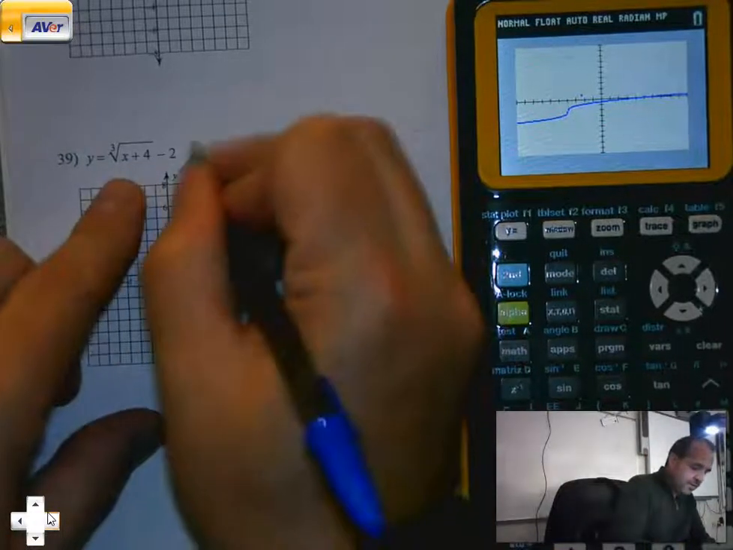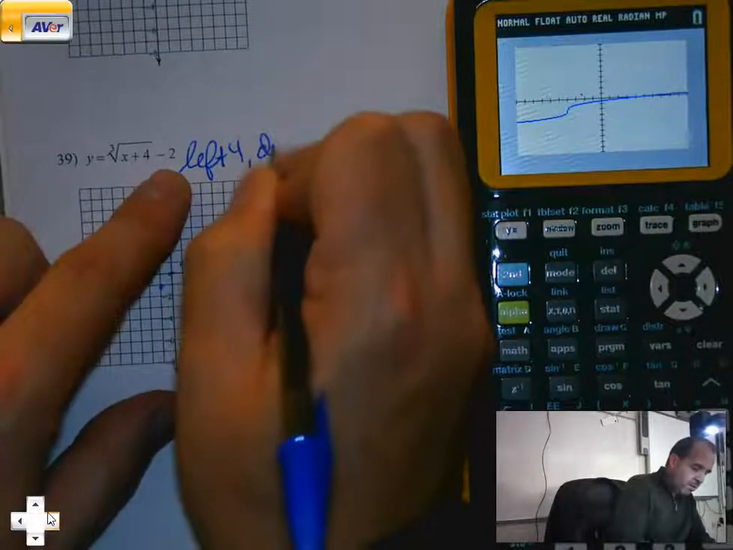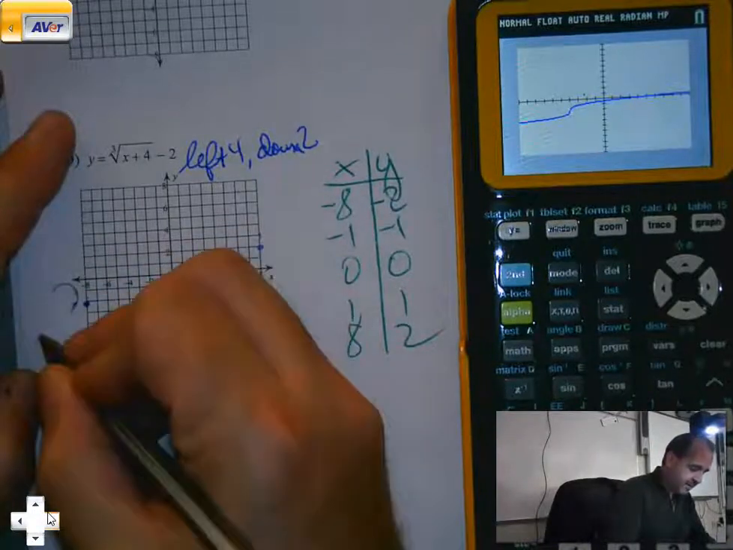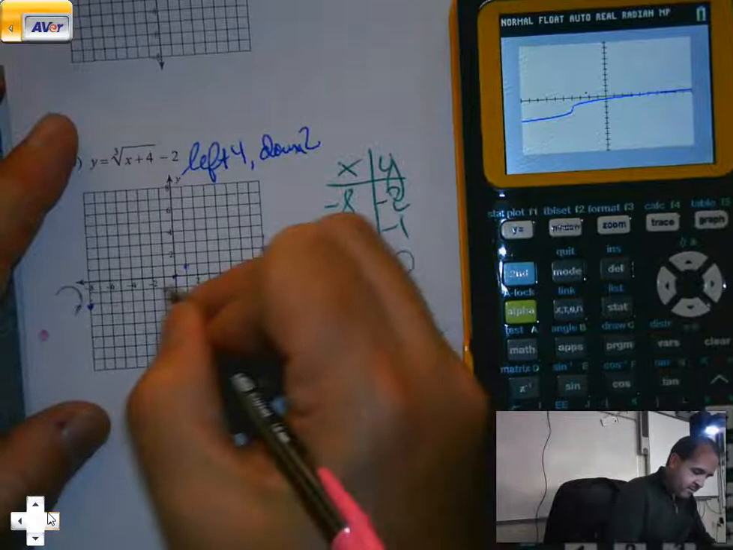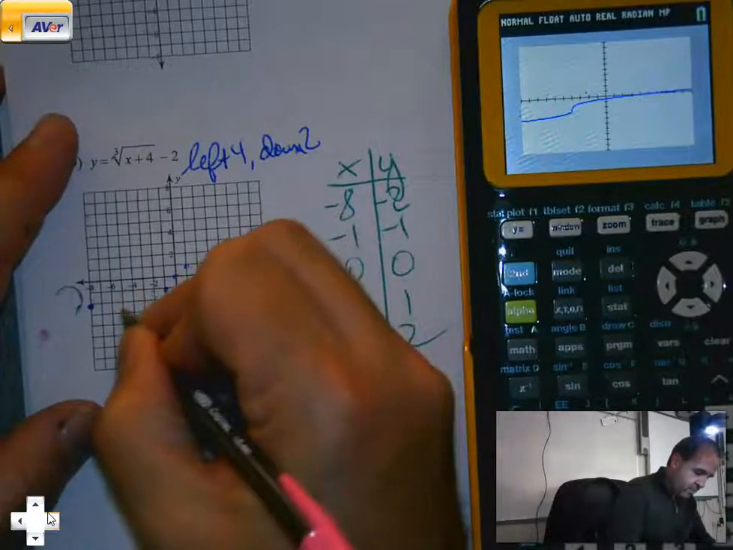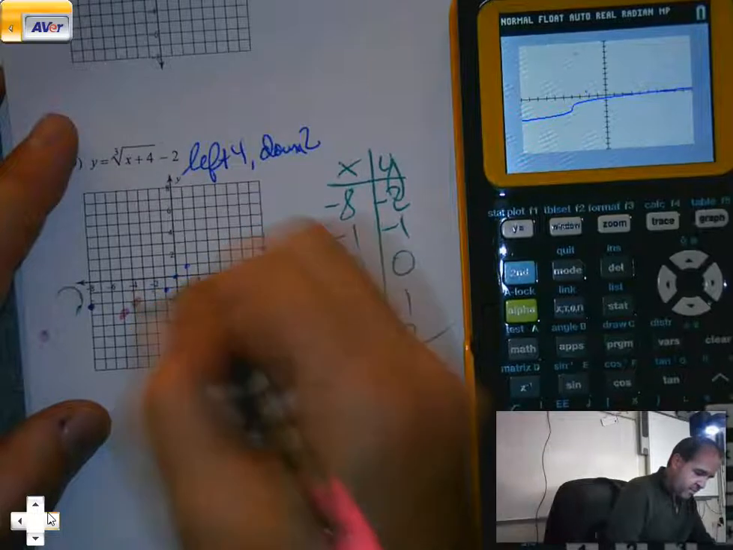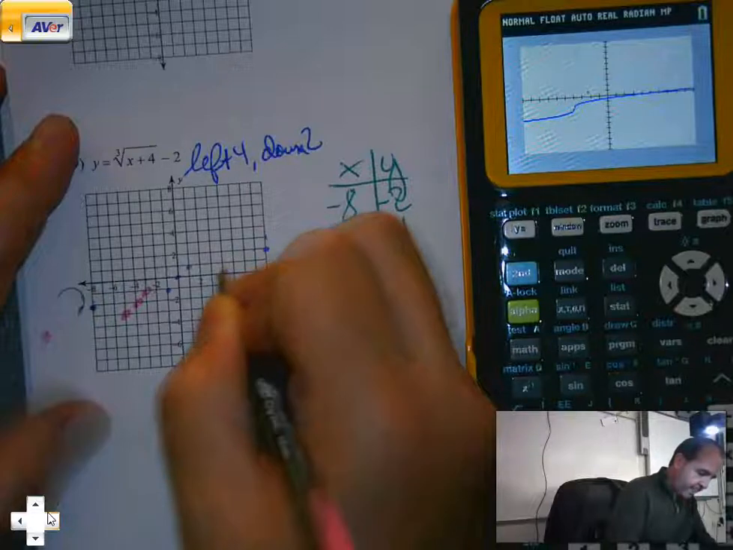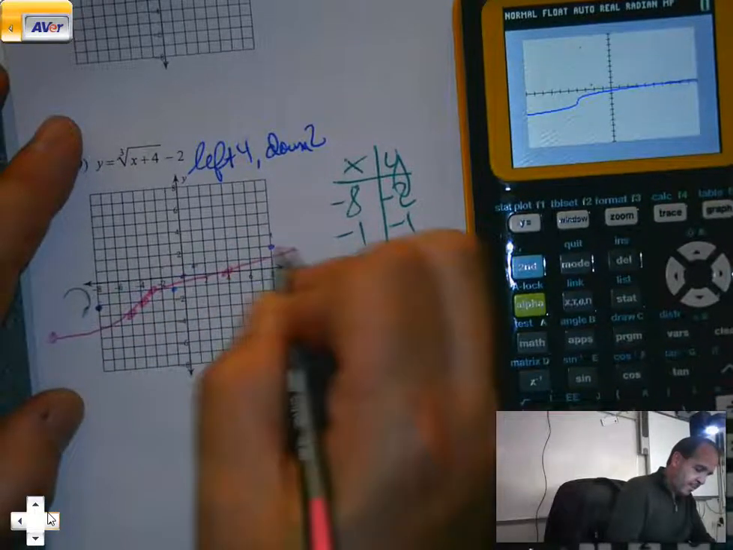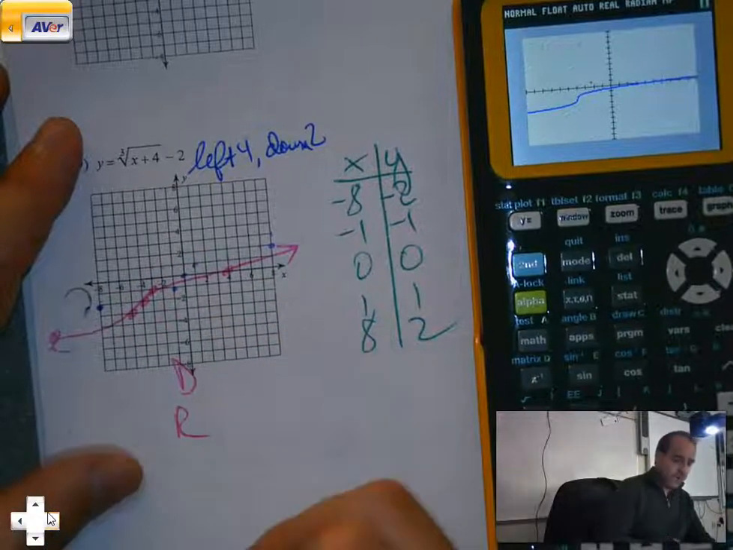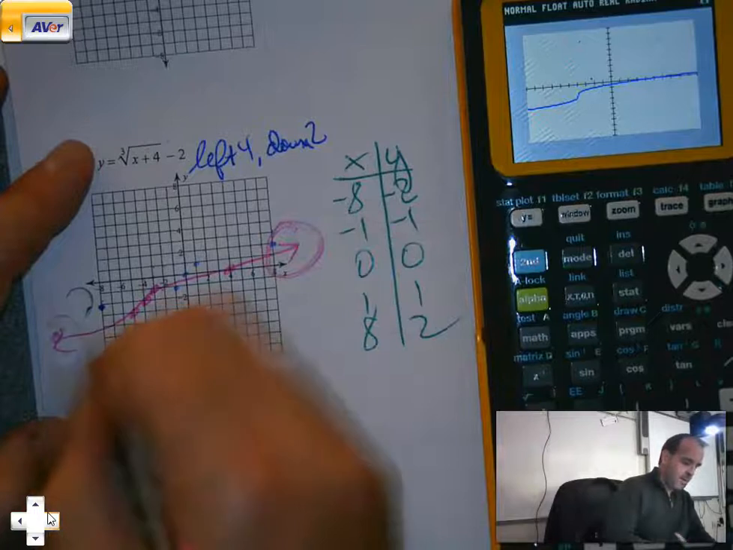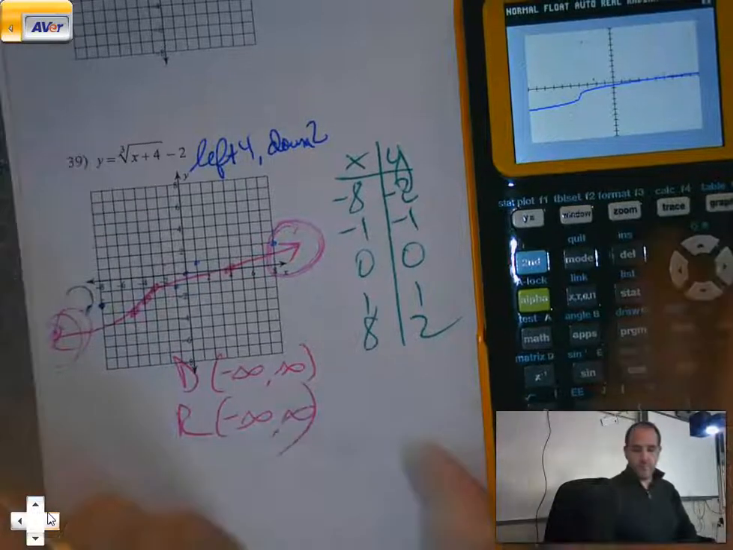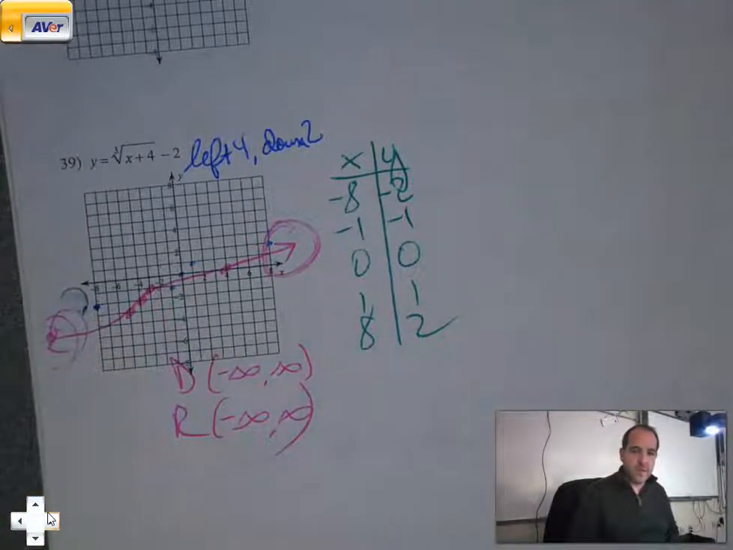Then again, do the shifts. Left 4, down 2. You're like, Hardy, that's way off in left field. Yes, it is. I agree. And the easiest domain and range ever, because arrows on both ends. We're set with some of those.